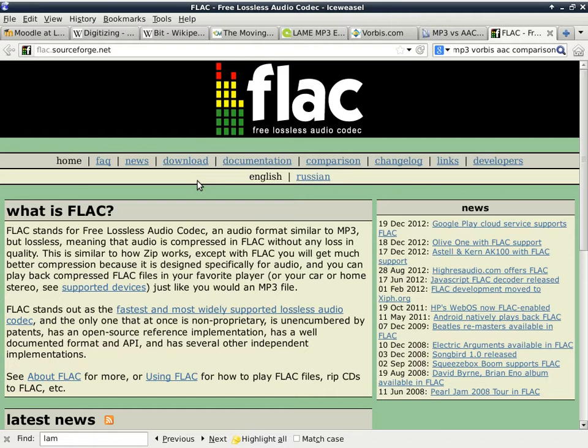I think FLAC is probably also used a lot in games too, because it is an open source or patent-free standard.